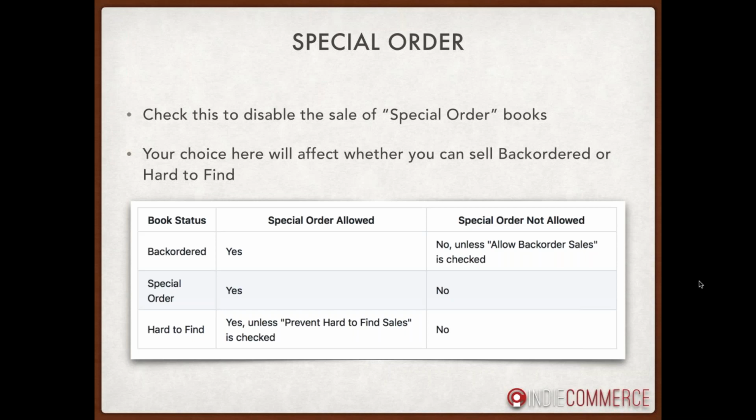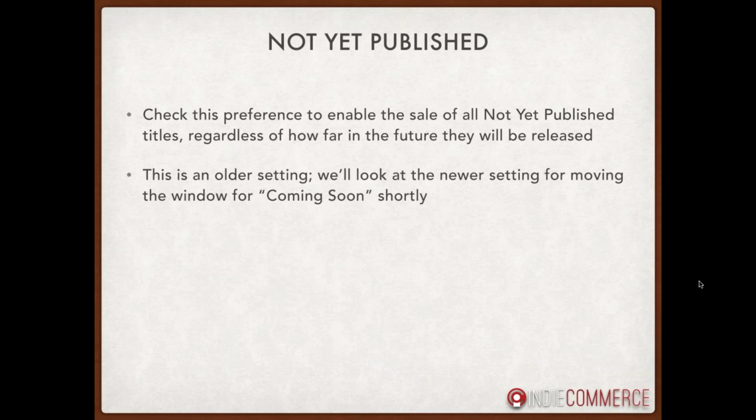On the other hand, if you choose not to sell special ordered books, then by default, you will not be selling back ordered either. But there's another setting, which we'll look at shortly, that you can turn on in order to sell back ordered only. Similarly, if you sell special order books, then by default, you will also be able to sell hard to find books. But if you want to specifically prevent customers from being able to buy hard to find books, you can turn those off. If you don't sell special order, hard to find books will never be available for sale on your site because we know those are not easy to get.